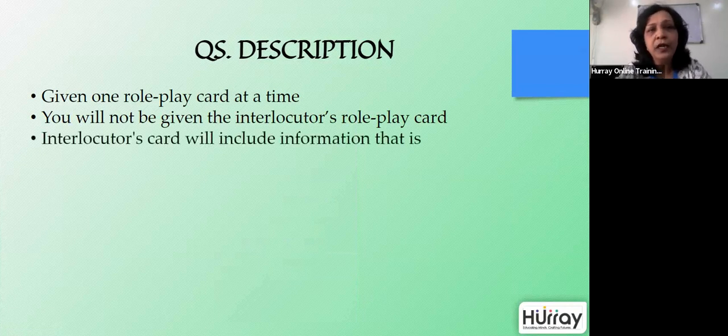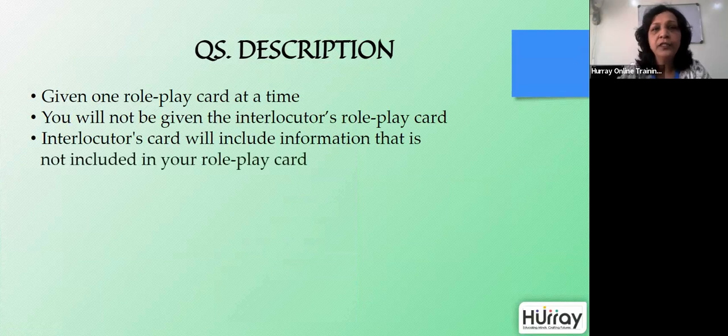The interlocutor's card will include information that is not included in your role play card because the interlocutor plays the role of the patient, whereas you will be the nurse or the doctor or the physiotherapist or dentist, whatever profession you are. You are just going to be yourself, but the interlocutor has to play or act like the patient, play the role of the patient.